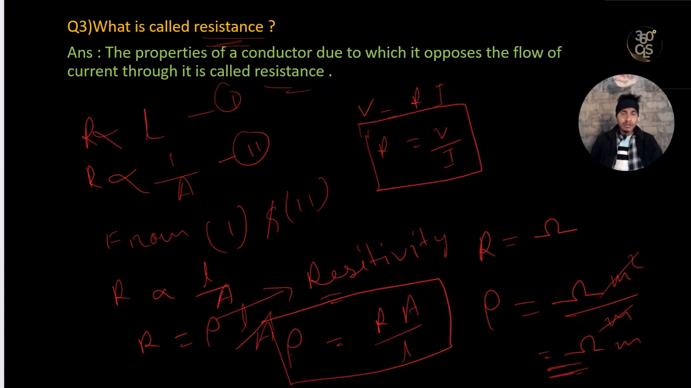We also know that resistance is directly proportional to temperature, and it also depends on the nature of the materials. Remember these 4 points. Resistance is directly proportional to temperature, and it depends on the nature of materials. Then it is directly proportional to length, and it is inversely proportional to area of cross section. These 4 points are very important.